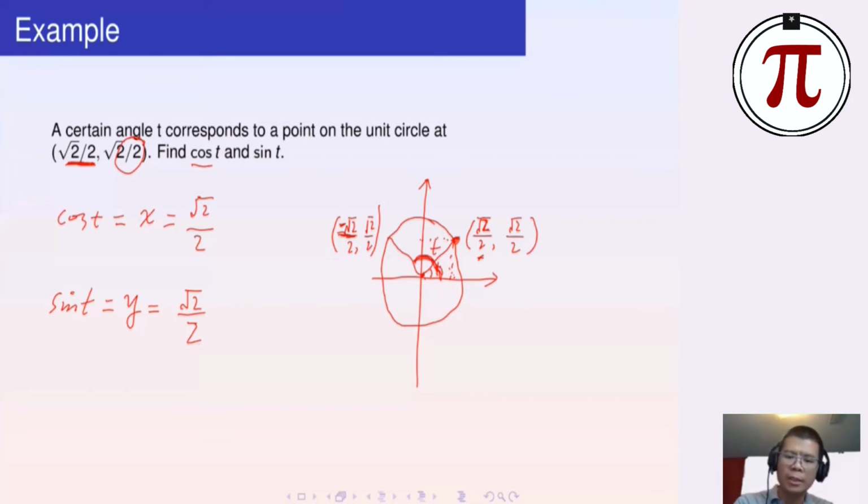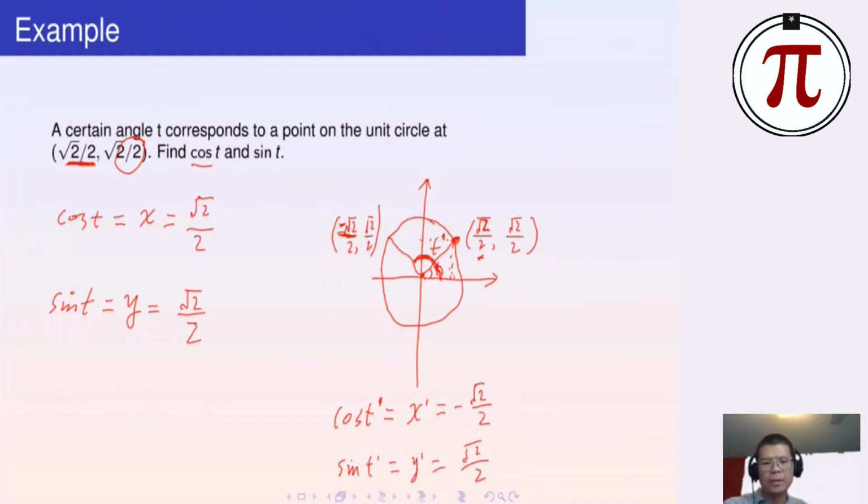So in this case, say this is a t prime. What is the cosine of t prime? Negative square root of 2 over 2. Very good. Now, cosine t prime is again the x coordinate. So for this one, let's say x prime, it's negative square root of 2 over 2. And sine t prime equals what? y prime equals square root of 2 over 2.